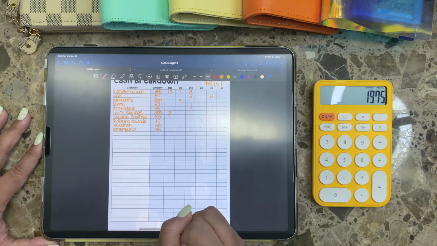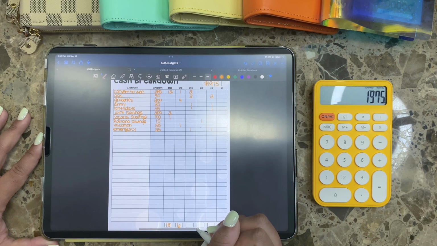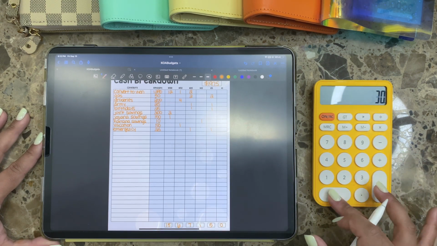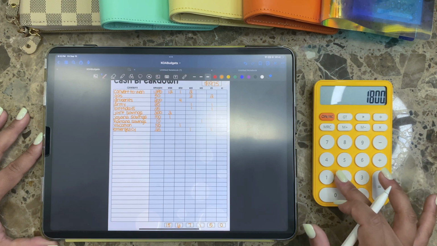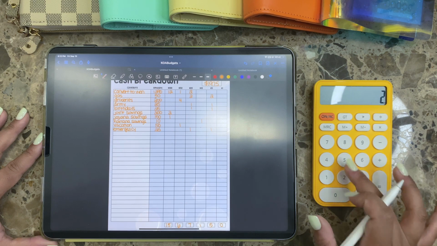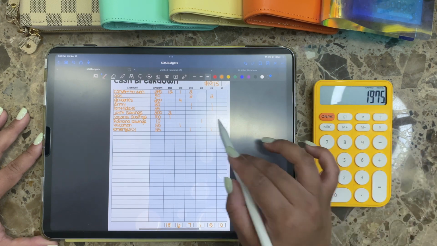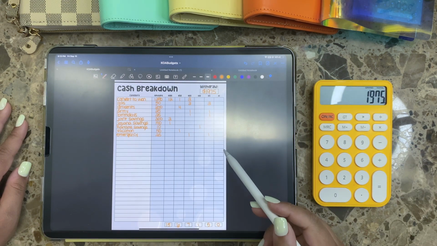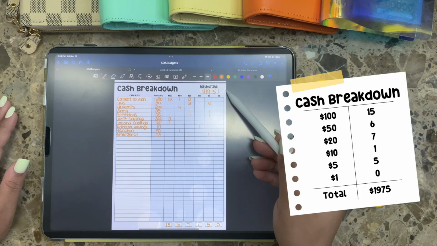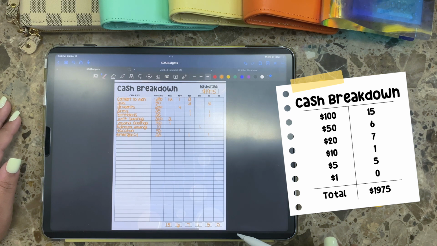So I have 15 100s, 6 50s, 7 20s, 1 10, 5 5s, and 0 1s. So that's 1500 plus 300 plus 140 plus 10 plus 25, and that does get me $19.75. Now that you have this filled out, when you go to the bank and you speak to your teller, you let them know how much you want to withdraw and how much of each denomination you want.